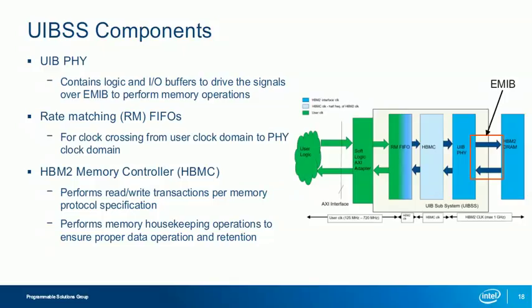The final part of the UIBSS is the HBM2 controller, or HBMC. We'll be looking at the HBMC in much more detail in a moment, but the HBMC is what performs all the read and write data transactions requested by the user logic. It also performs memory access optimizations and housekeeping to make sure that data is transferred and stored in memory correctly.